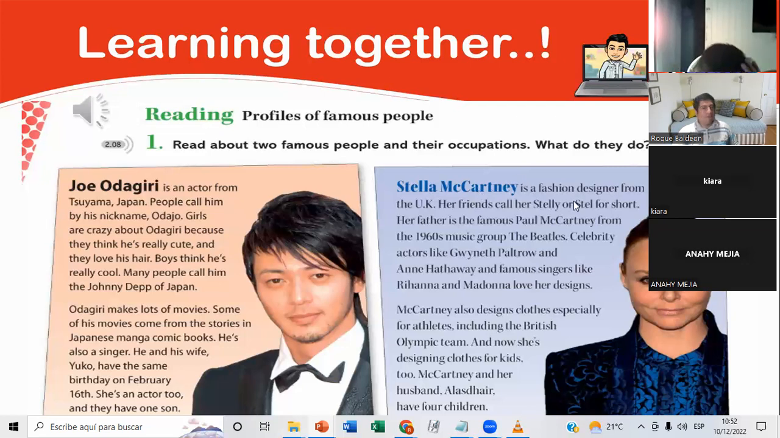Stella McCartney is a fashion designer from the UK. Her friends call her Stelly, or Stell for short. Her father is the famous Paul McCartney from the 1960s music group The Beatles. Celebrity actors like Gwyneth Paltrow and Anne Hathaway, and famous singers like Rihanna and Madonna love her designs. McCartney also designs clothes especially for athletes, including the British Olympic team. And now she's designing clothes for kids, too. McCartney and her husband, Alistair, have four children.